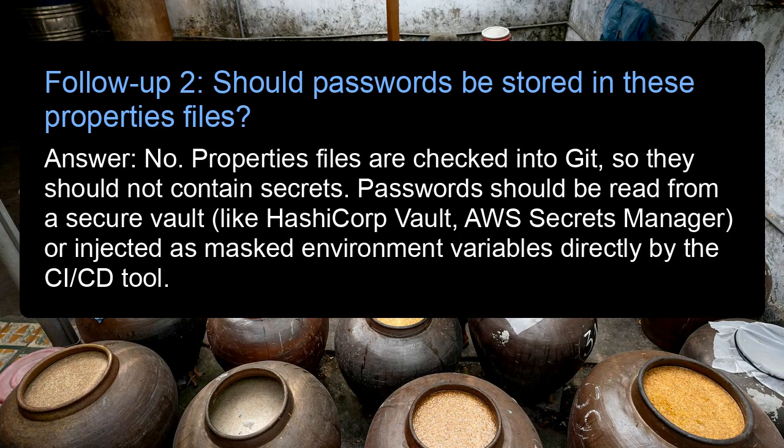Follow-up 2. Should passwords be stored in these properties files? Answer: no. Properties files are checked into Git, so they should not contain secrets. Passwords should be read from a secure vault, like HashiCorp Vault, AWS Secrets Manager, or injected as masked environment variables directly by the CI/CD tool.